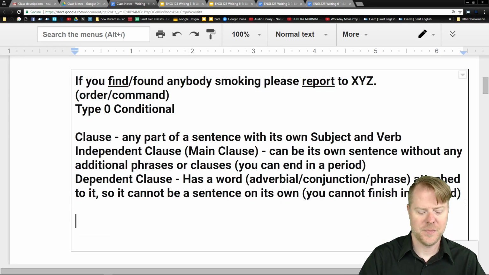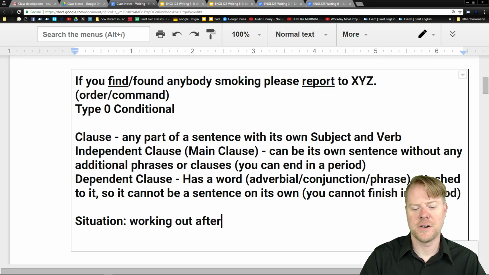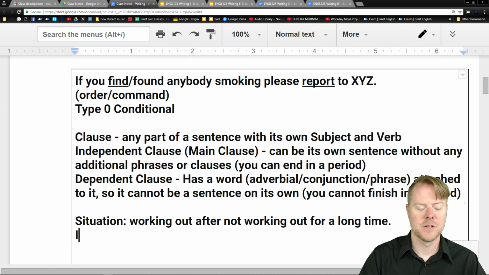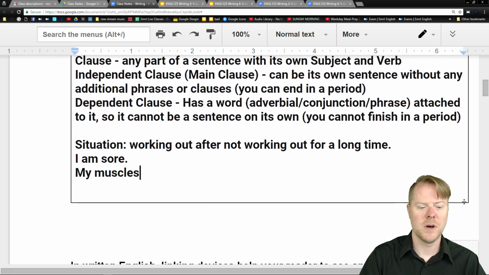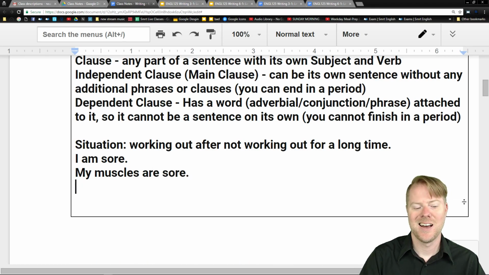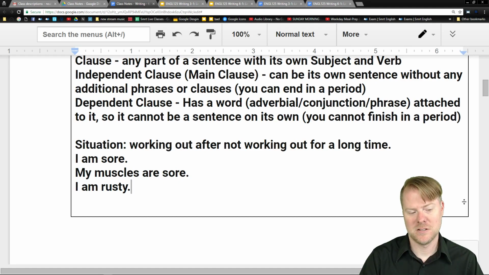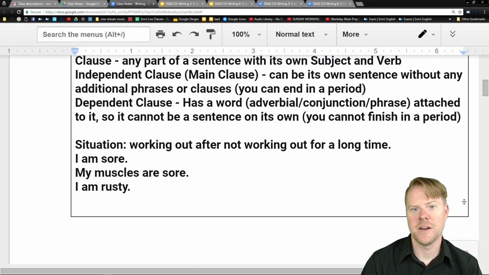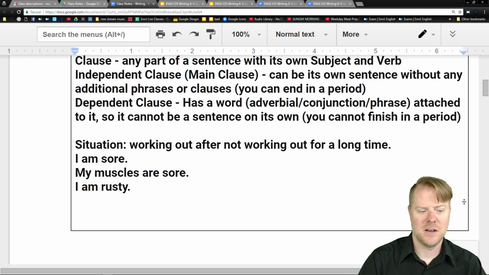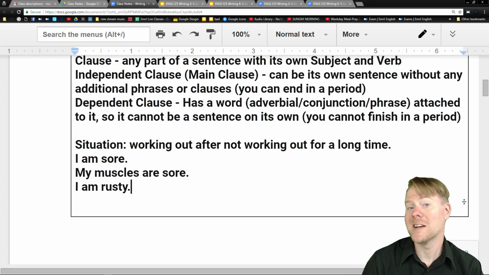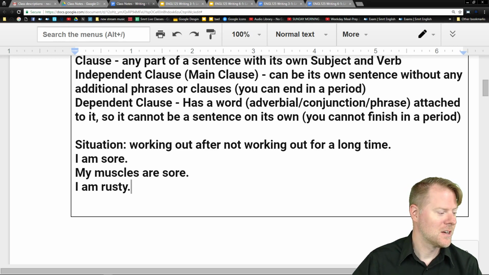So, the situation is working out after not working out for a long time. You could say, I am sore, my muscles are sore, or you could say, I am rusty. This is kind of a more poetic way to say it. I am rusty. Yeah, like a bicycle that's been left out in the rain. I am rusty.